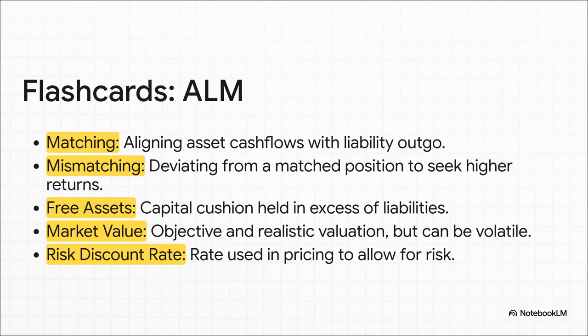Matching. This is your defense. You're trying to immunize against risk. Mismatching. This is your offense. You're taking on smart risks to get more return. Free assets. This is your risk budget. It's the capital cushion that lets you play offense.